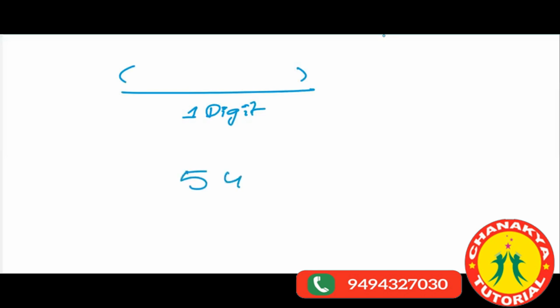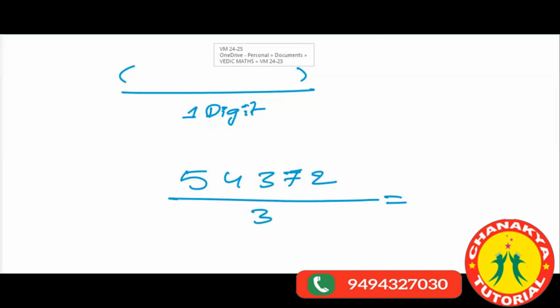Okay. Do you know how to divide any big number by a single digit number? Yes, sir. Okay, then let me test. Let me check. Okay, Gautam, can you? Yes, sir. 54372 divided by 3. You can tell your answer in terms of quotient and remainder.